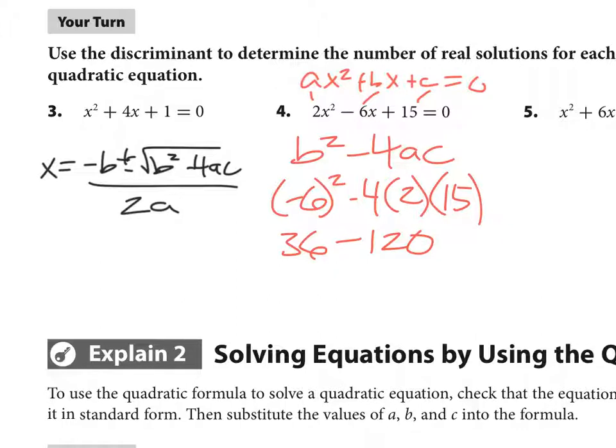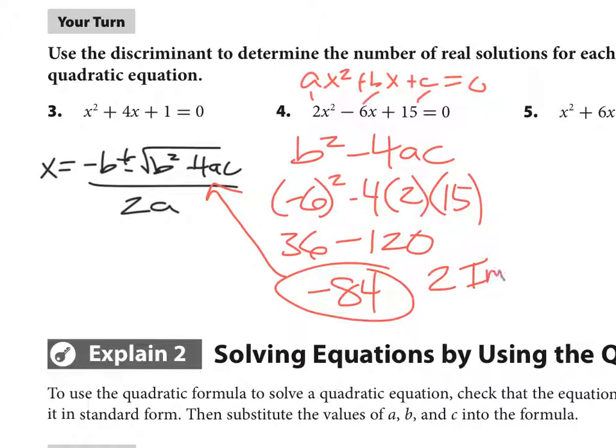36 minus 120 would be a negative 84. Now, because it's a negative, again, referring back up here, you cannot take the square root of a negative number. Therefore, for this particular problem, the value of the discriminant is negative 84, and it has two imaginary roots.